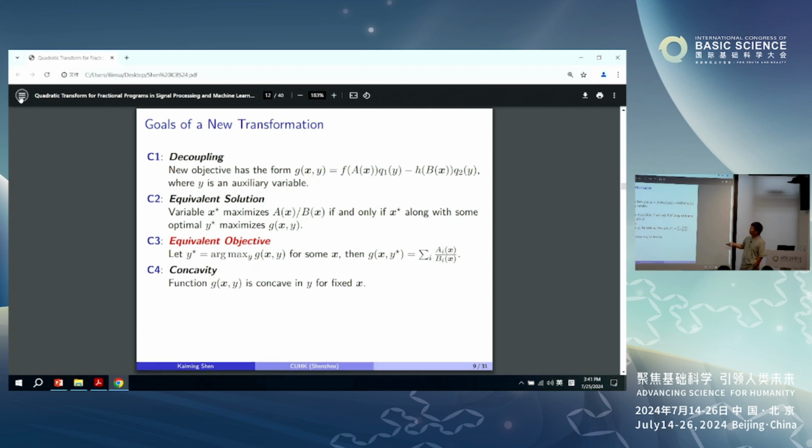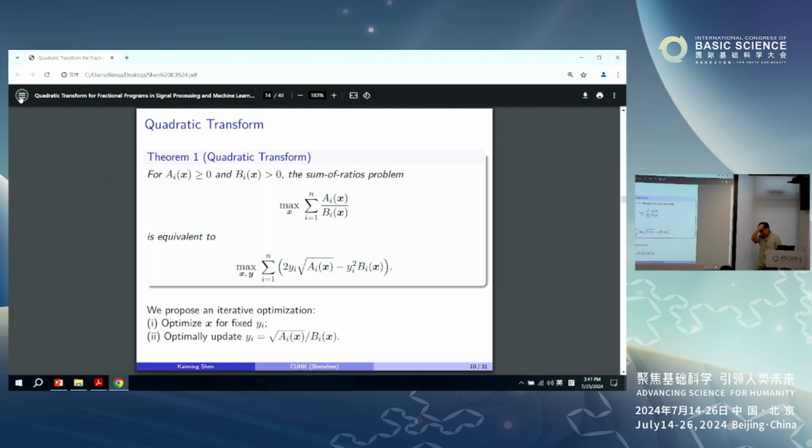The last requirement is also natural. When x is fixed, we want the new objective function g to be concave in the new variable y. This is a natural goal because we want y to be easily updated when x has been optimized. Otherwise, updating y can be another challenging problem. We want to avoid that difficulty. It turns out that Dinkelbach's algorithm satisfies all these goals except C3, and this is actually the fundamental reason for Dinkelbach's algorithm not working for multiple ratios. So now we pursue a new transformation that satisfies all these goals.